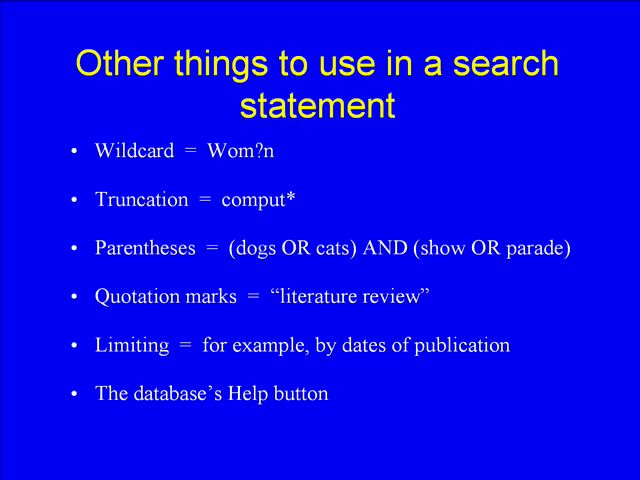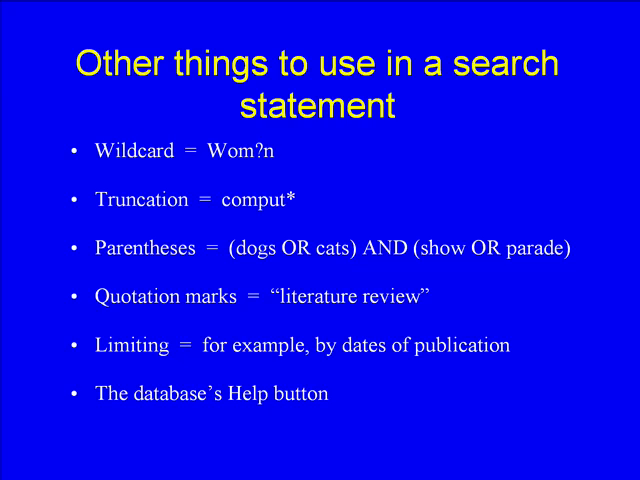Limiting. You can usually tell the software to look for certain dates of publication if you want to. You don't necessarily have to type those dates in the search statement, but there is a window or a place on the search screen where you can type those years that are important for you. So if you want an article or articles published after 2000, you can tell the software to look just for articles that were published after 2000.